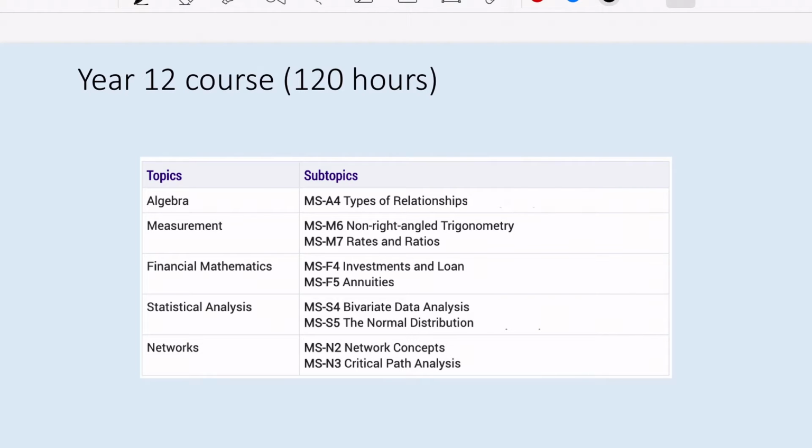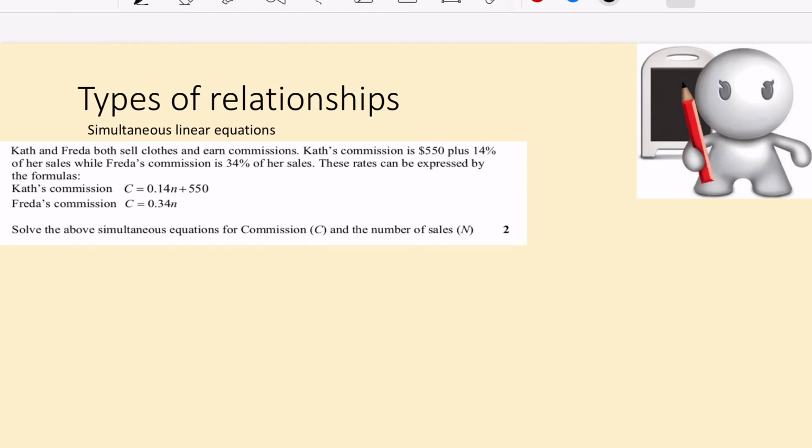As you can see, the Year 12 course is split up into 5 topics that branch out into some subtopics. What I've done in this presentation is that for each topic, I've themed it a different colour. Let's begin. So the first question is in relation to simultaneous equations.